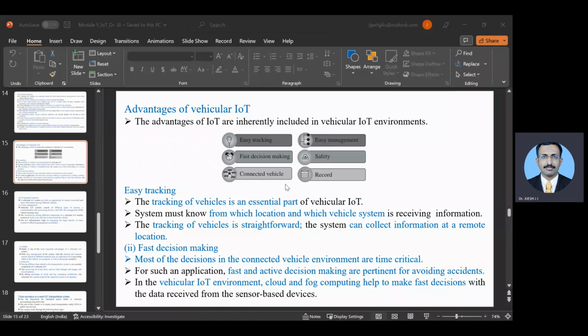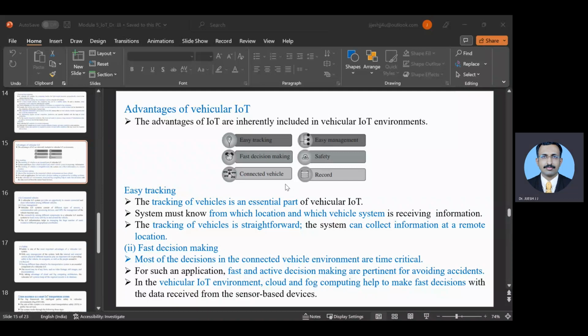Easy tracking mechanism is quite common nowadays. If you are traveling somewhere and your friend is also traveling, with the help of the tracking mechanism you can make sure whether they are ahead of you or behind you, and what the distance is. All those things can be understood. What is the next one?